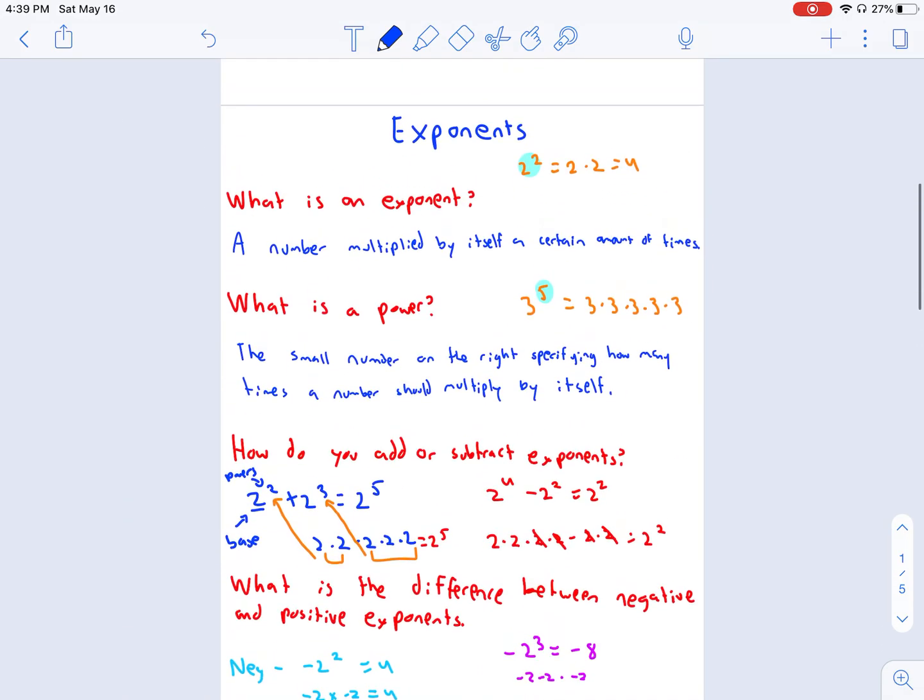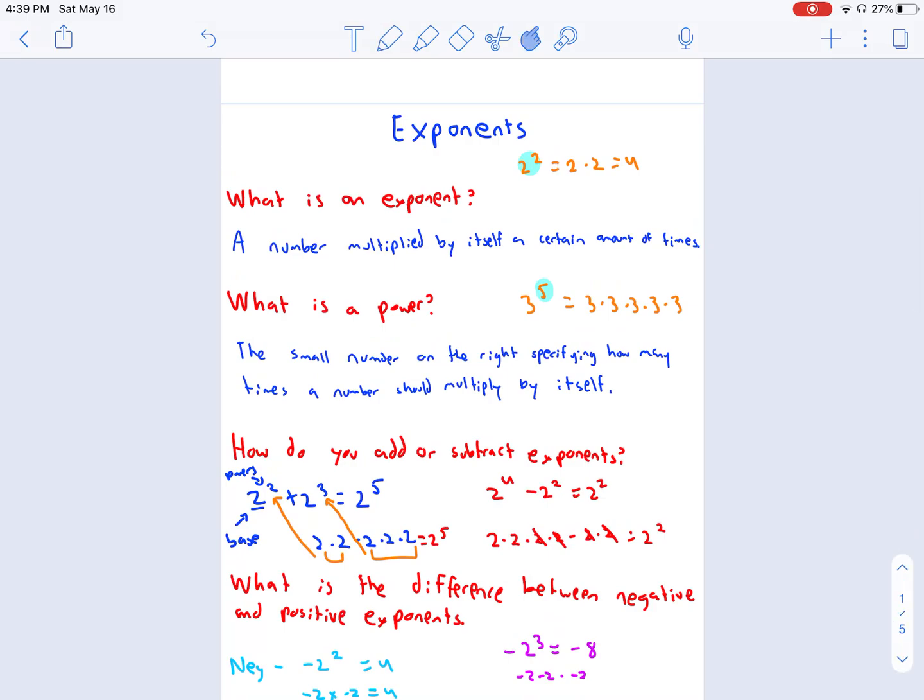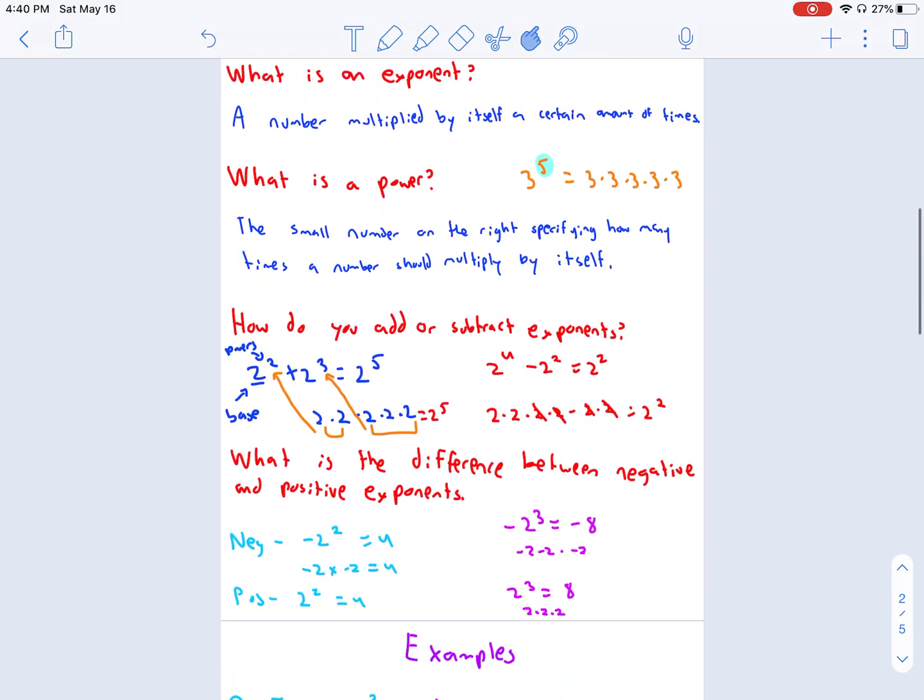So just to summarize, what is an exponent? An exponent is a number multiplied by itself a certain amount of times. We'll do 2 squared is 2 times 2. It's multiplying 2 twice. What is a power? The power is the number on top that determines how many times you should multiply by itself.